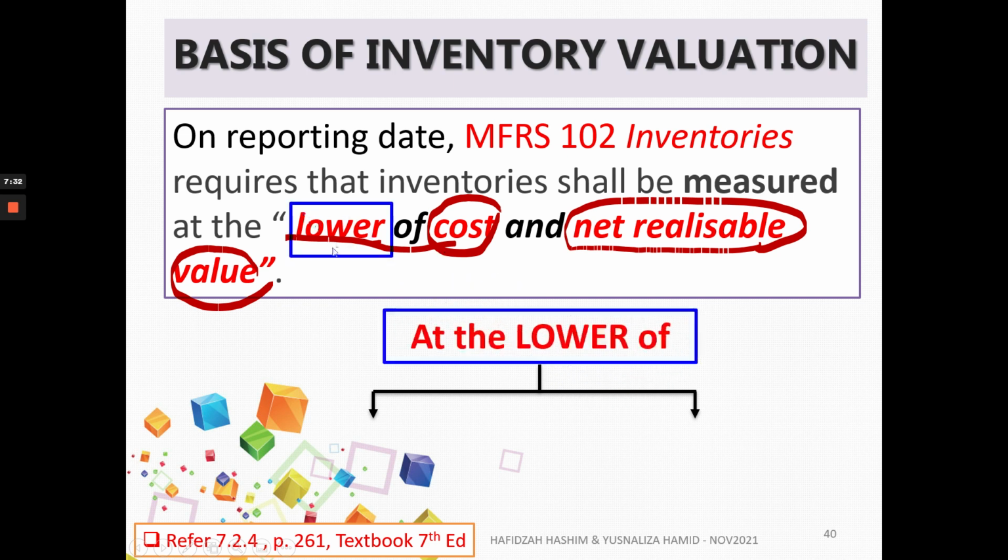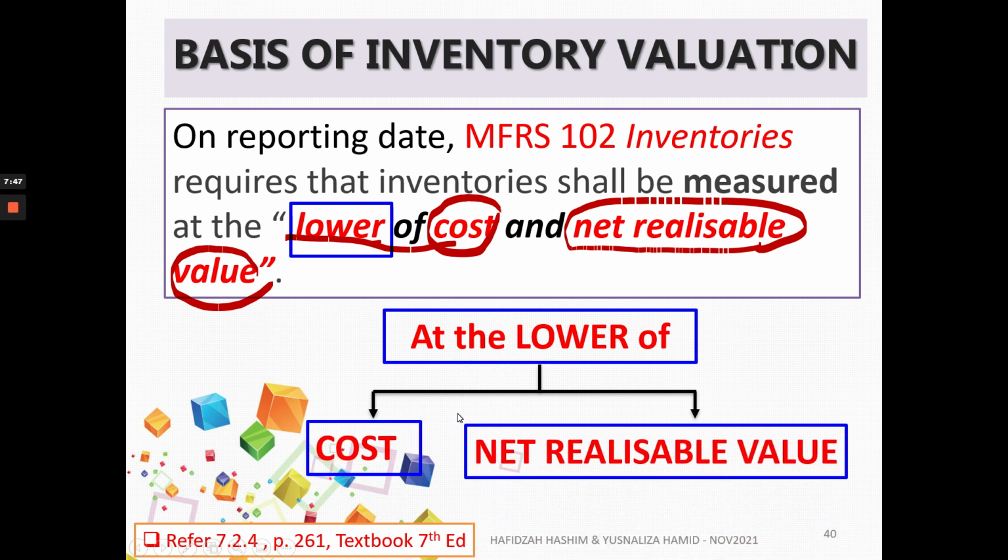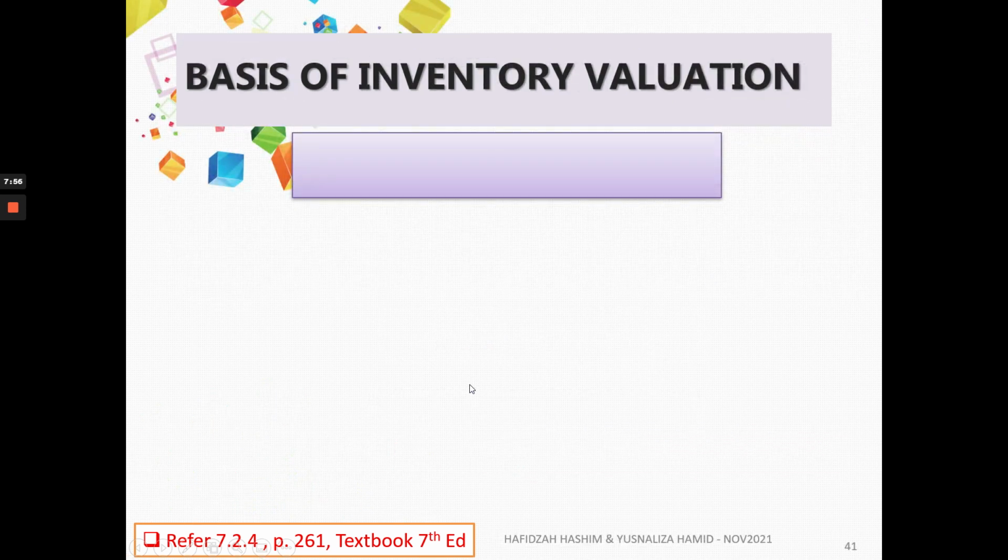So we are going to look at the measurement by looking at the two: cost and net realizable value, which one is the lower. So it will be measured at the lower of cost and the net realizable value. So let's say we have one example to illustrate, but before that, let's look at net realizable value itself.